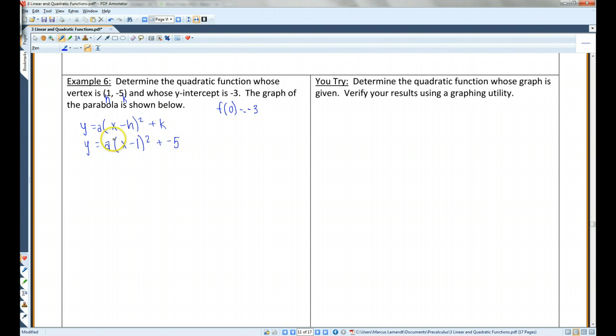I have everything except my a. But I know that if I plug in 0 for x, I should get negative 3. So let's plug in 0 and negative 3 for x and y. 0 minus 1 is negative 1 squared is positive 1, so I have a minus 5. I'll add 5 to both sides. A is 2. So I can plug everything back in. y equals 2 times x minus 1 squared minus 5. And there we go.